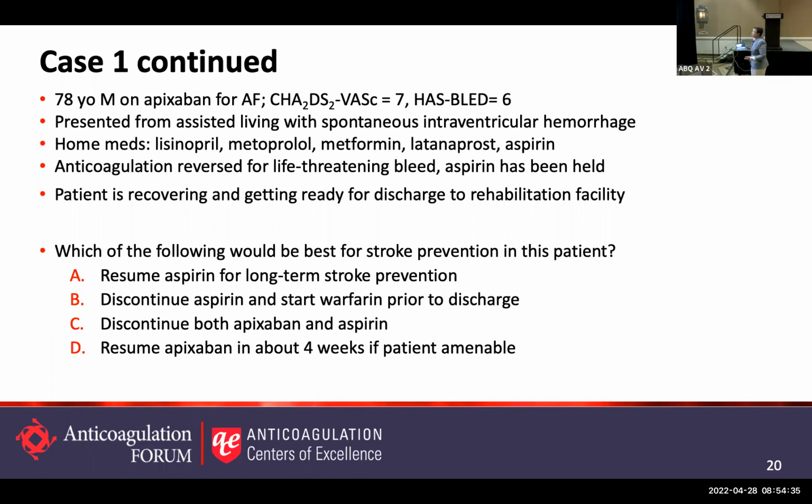At this point, which of the following do you think would be best for stroke prevention in this patient? Should we resume aspirin for long-term stroke prevention alone? Should we discontinue aspirin and start warfarin prior to discharge? Should we discontinue both apixaban and aspirin? Or should we resume apixaban in 4 weeks if the patient agrees? Who thinks it's A? Who thinks B? Who thinks C? Okay, I see a few hands. Who thinks it's D? All right, good job. Okay, let's take a look at this.